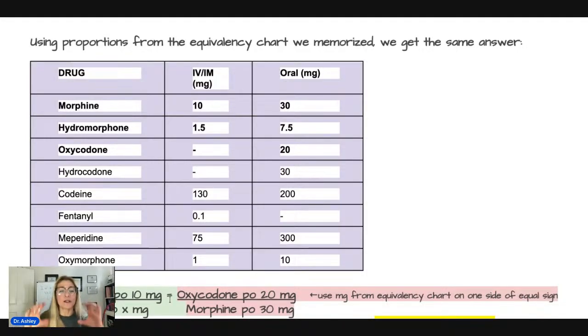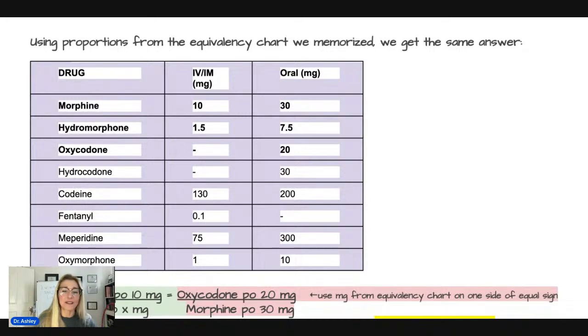On one side of the equal sign, when you're doing a proportion as a conversion, you can use the milligrams from the equivalency chart. So like oxycodone 20 milligrams, right? Because that's oral oxycodone. And then morphine PO 30 milligrams. Both of these in red are directly from the equivalency chart. I know to put them on one side of the formula, on the equal sign. On the other side is reality. And in the question, we had 10 milligrams PO oxycodone per dose, and we want to know what an equivalent PO morphine dose is. So we cross multiply and divide.